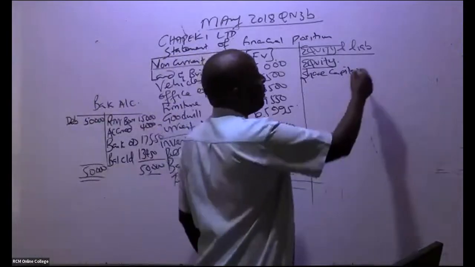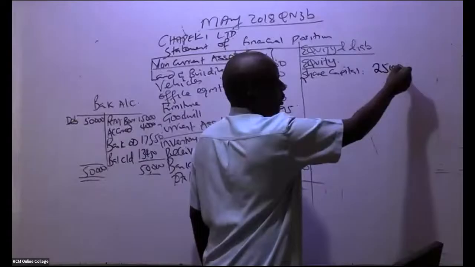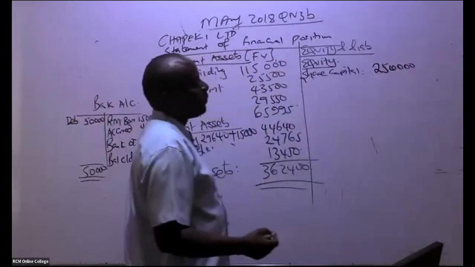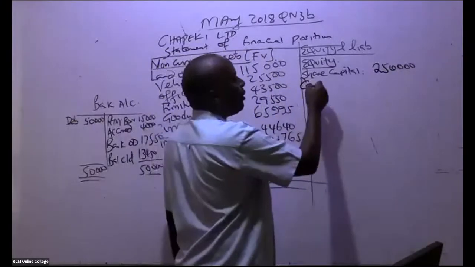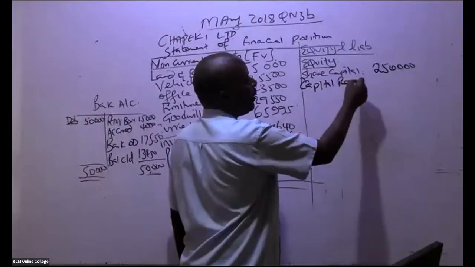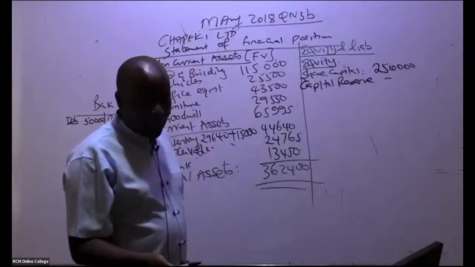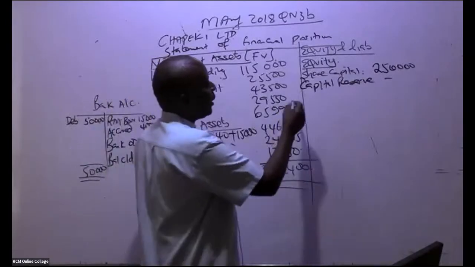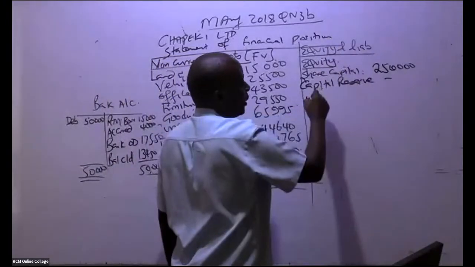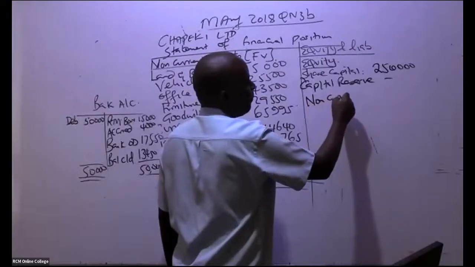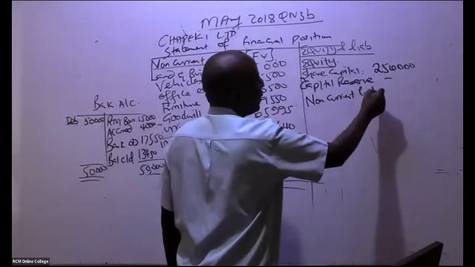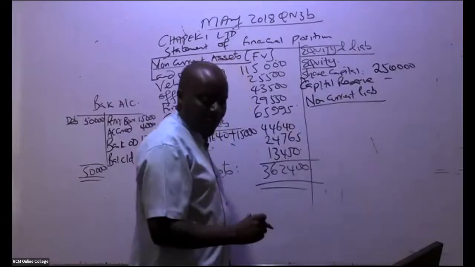So it means that the share capital, if you remember, the purchase consideration was 250,000. If we had that capital reserve, it would have come here. It's not there. All right. From there, ladies and gentlemen, we go to liabilities. First of all, we start with non-current liabilities. What do we have?